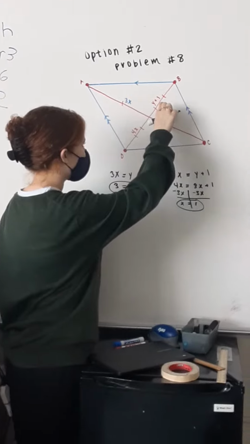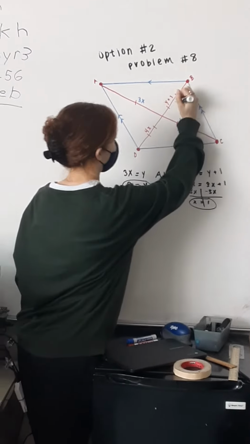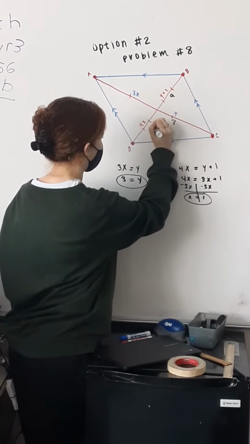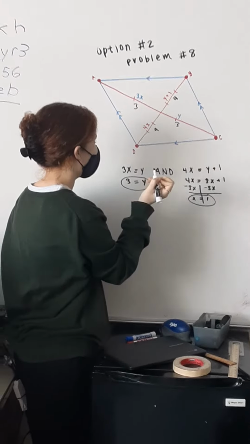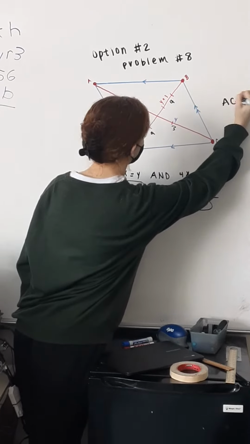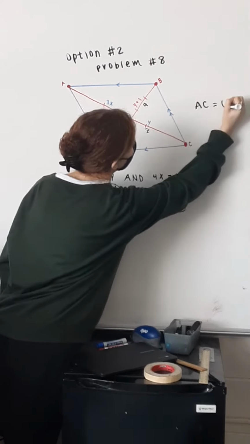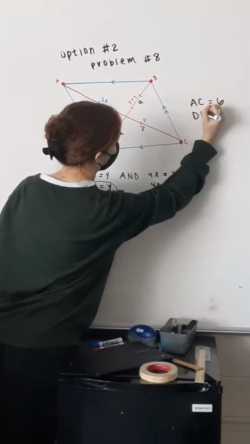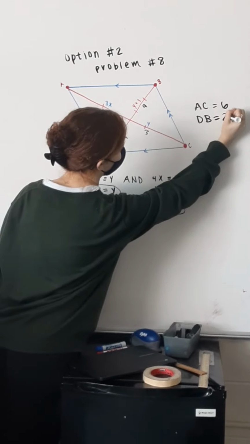And then this one is y plus 1, so that's 3 plus 1, which is 4. And then since they're congruent, this one's also 4 and this one's also 3. And then you can just add these together to get the total length. So the total length of AC would be 3 plus 3, which is 6, and the total length of DB would be 4 plus 4, which is 8.